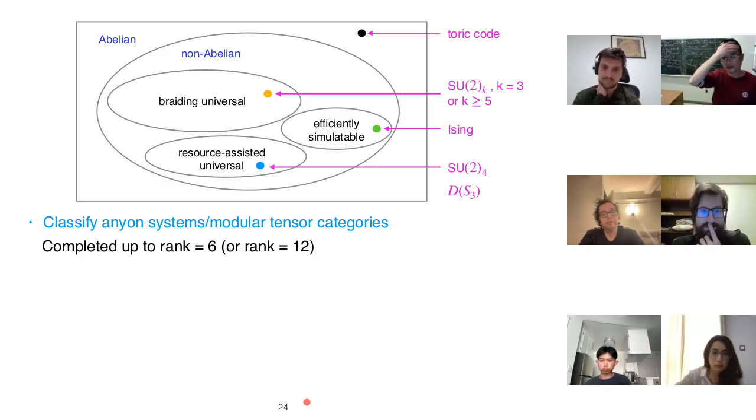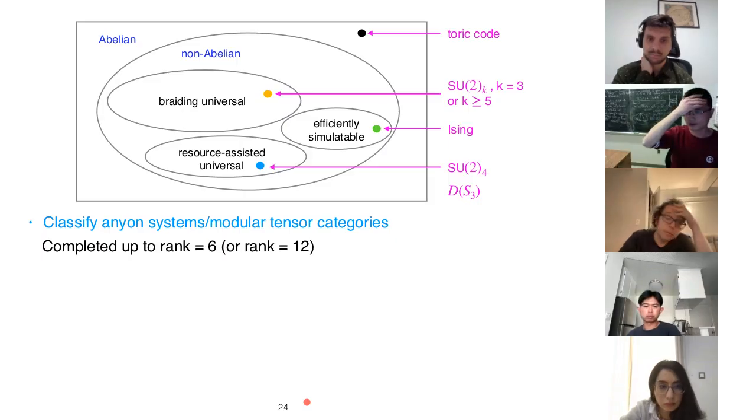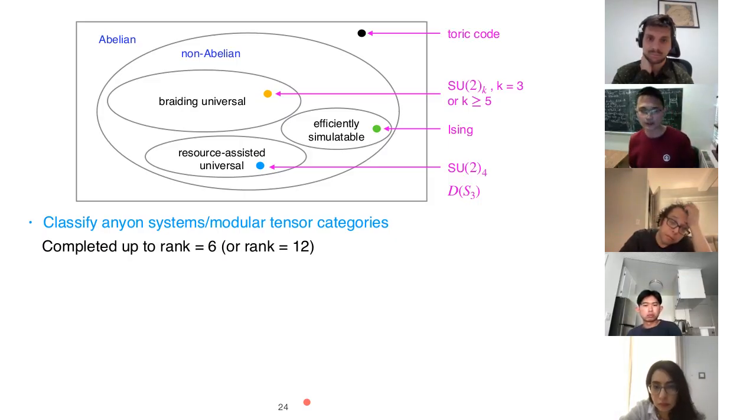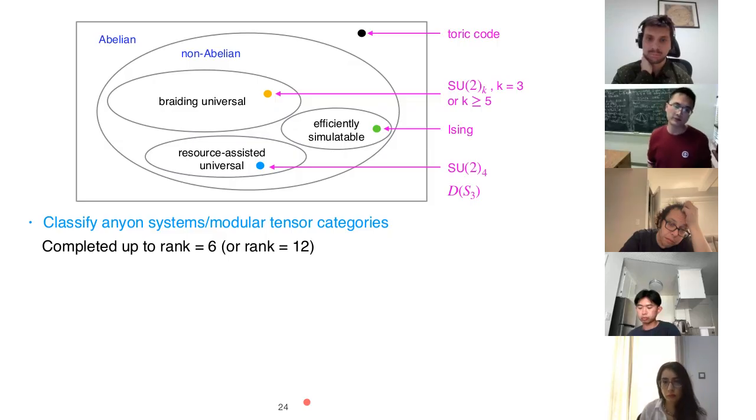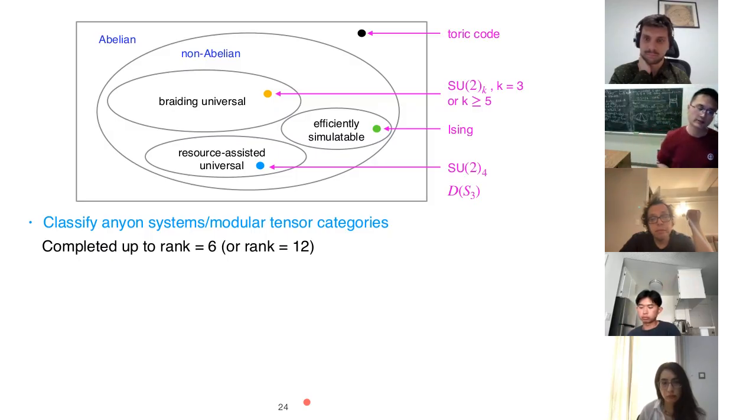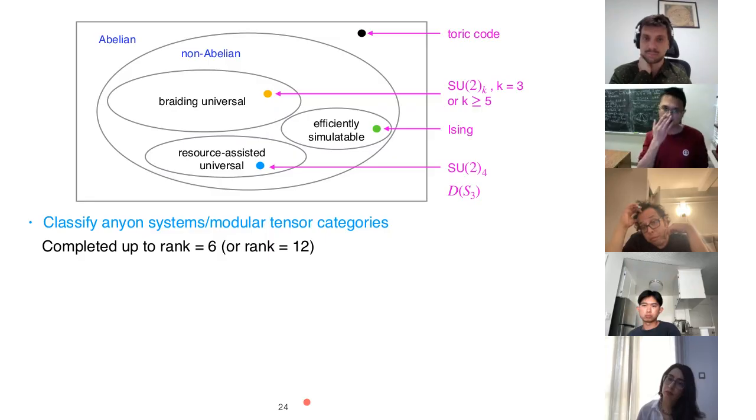For example, can you classify the anyon systems, or unitary modular tensor categories? This is a big open problem. It's like the classification of finite simple groups, for example. And so far, it's been completed up to rank 6 or rank 12, depending on what you mean by classifying, like classifying up to equivalence or classifying up to some restricted set of data. But roughly, this has been done for anyon systems of a small rank. Here, the rank means the number of anyon species in the system.